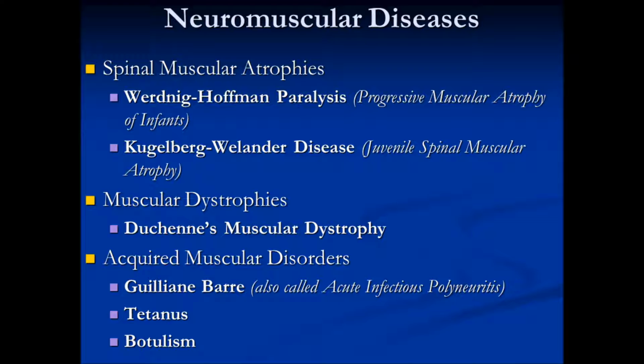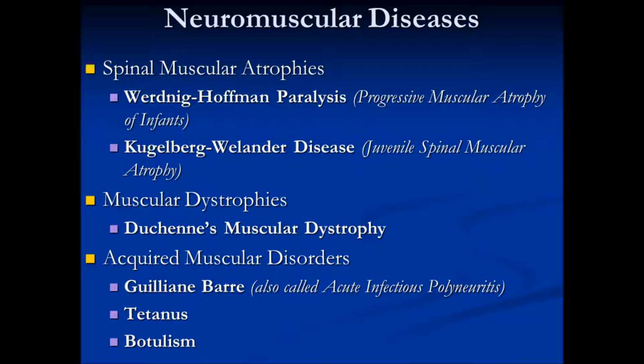Now, there are two main spinal muscular atrophy disorders that you need to know. Spinal muscular atrophy just means a wasting away of the muscle that is attached to the spine. So the muscles that cause you to have movement at your spinal cord, or the muscles that attach one vertebra to the other. The two that are most common are Werdnig-Hoffmann paralysis and Kugelberg-Welander disease.